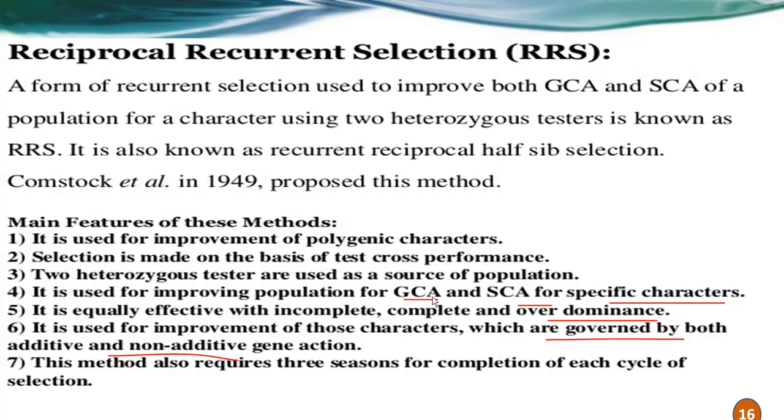It is used for improvement of those characters which are governed by both additive and non-additive genes. So, as we saw earlier, for improvement of characters governed by additive genes, RSGCA is helpful, while for those governed by non-additive genes, RSSCA is helpful. So in reciprocal recurrent selection, it is used for improvement of characters governed by additive as well as non-additive gene action. This method also requires 3 seasons for completion of each cycle of selection.